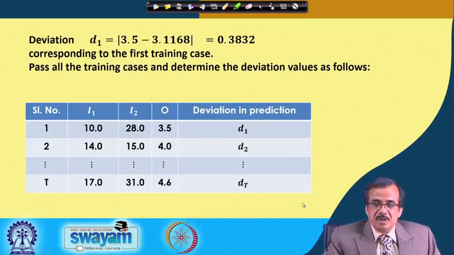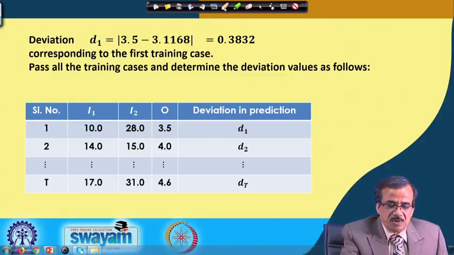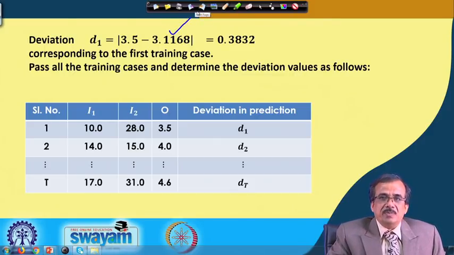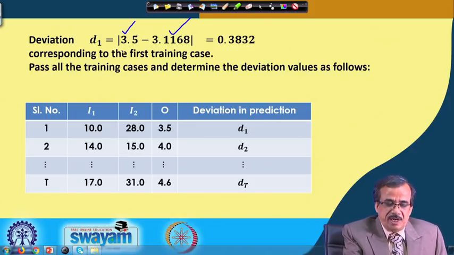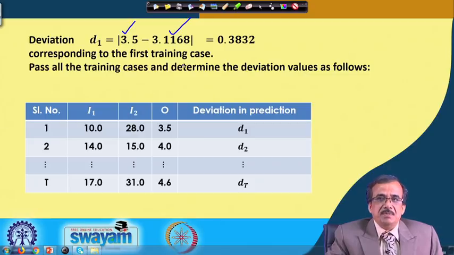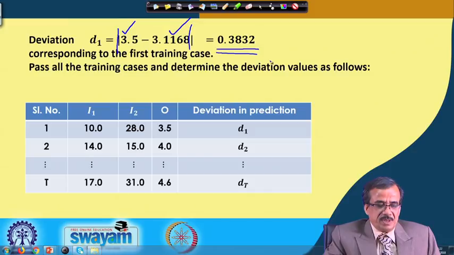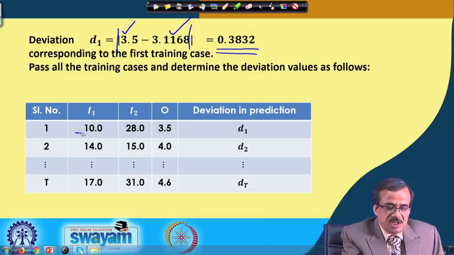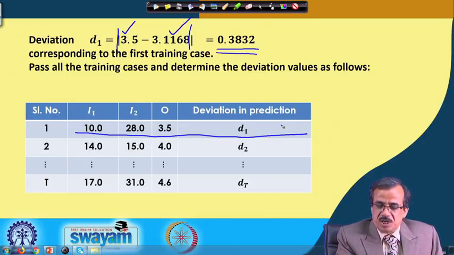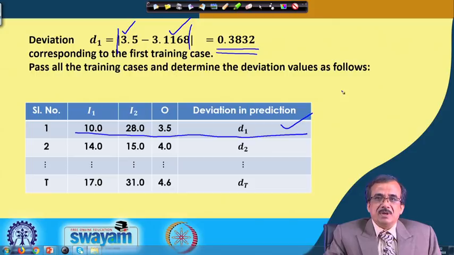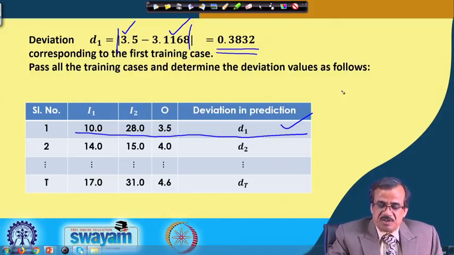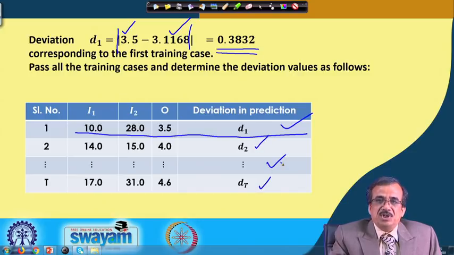That is nothing but the calculated output. Now, if I know the calculated output, we compare it with the target output and find out the deviation. The deviation could be either positive or negative; take the mod value, and this is the deviation. This particular deviation corresponds to the first training scenario. We will have to follow the same procedure for all the training scenarios, and we will be able to find d2, d3, up to dt.